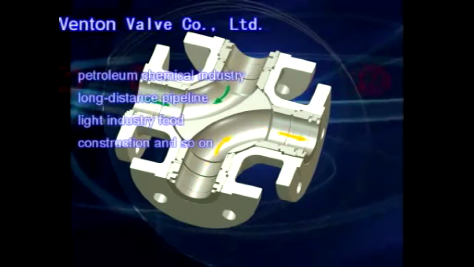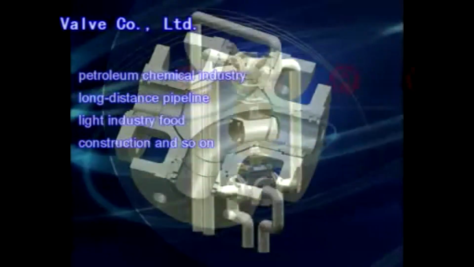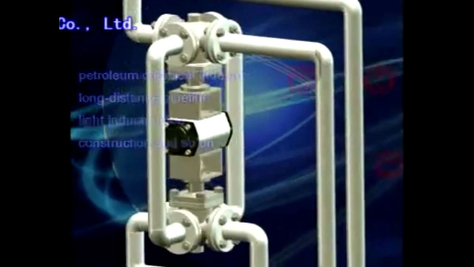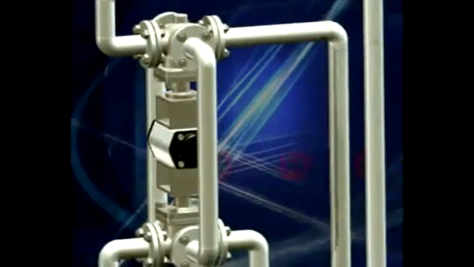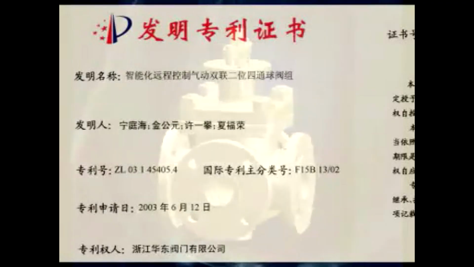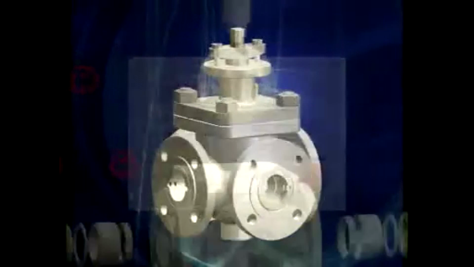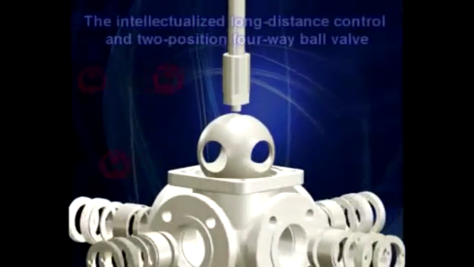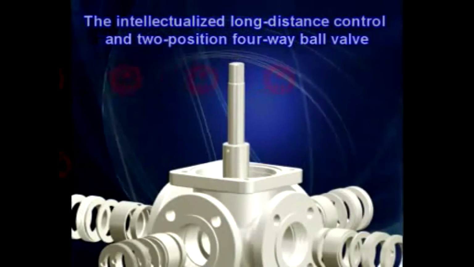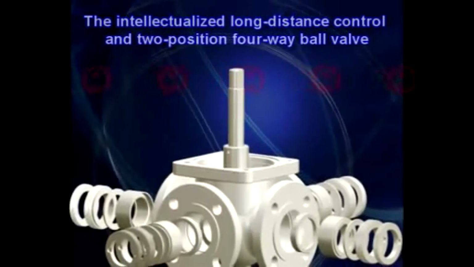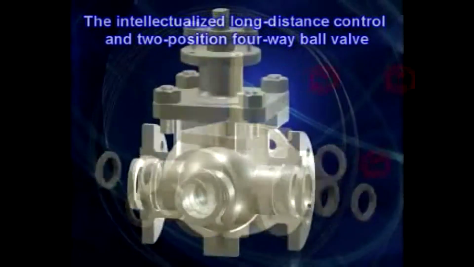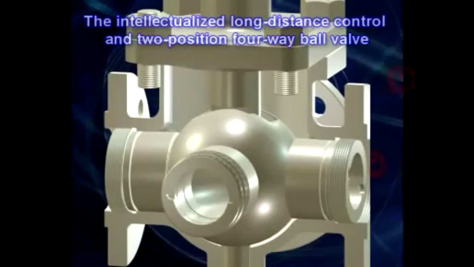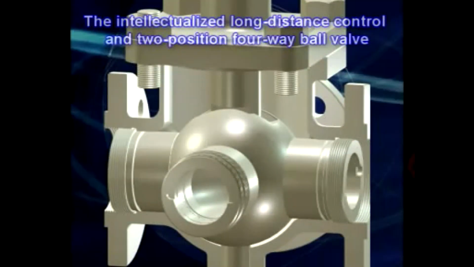This product is widely applied in many areas of petroleum chemical industry, long distance pipeline, light industry, food, construction and so on. And it has obtained the national new practical patent. Its product characteristics include: first, the valve body is integral. The valve body is loaded from the valve body compared with the ball valve with left and right valve bodies. It reduced leaking spots and enhanced reliability of using.